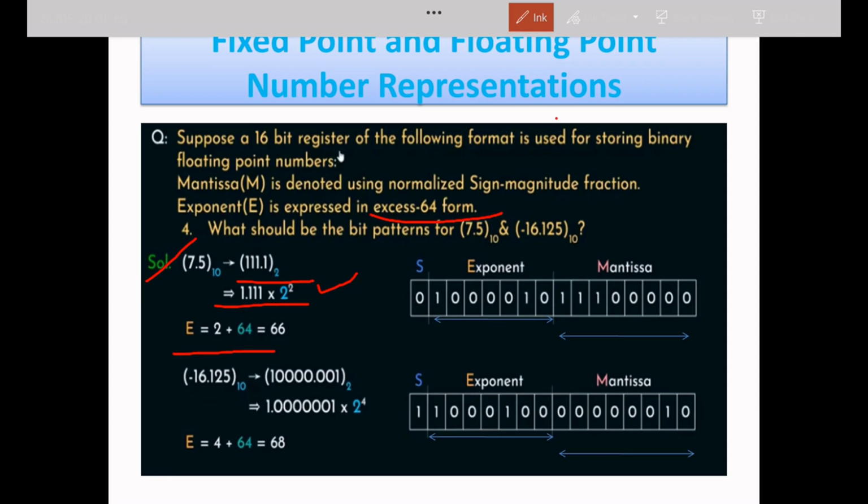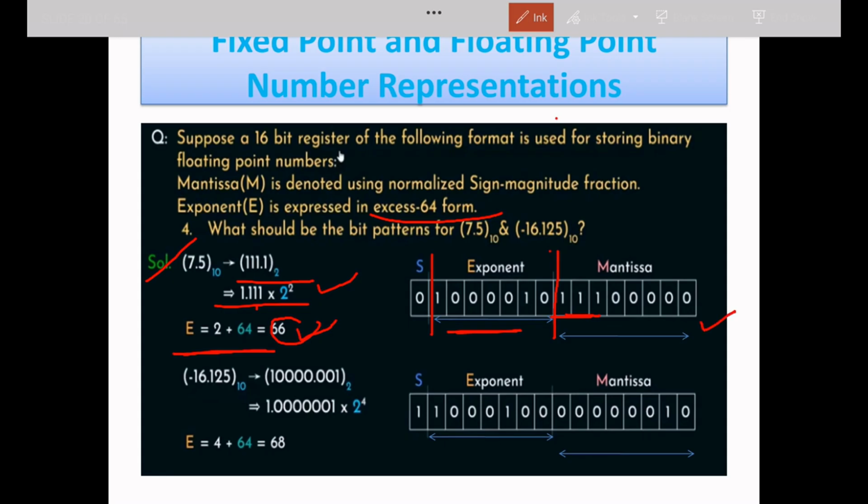What is the meaning of excess 64? Excess 64 means the bias is 64 here. So I will add the bias, 2 plus 64. This is 66. So this 66 I will convert to binary form, and I have written the binary form here. If you calculate this exponent, this is 66. You can check also. And after the dot I have 111, so I am writing this 111 here. After that, you know that after the decimal you can place infinite zeros also, no problem. So this is your mantissa, done.